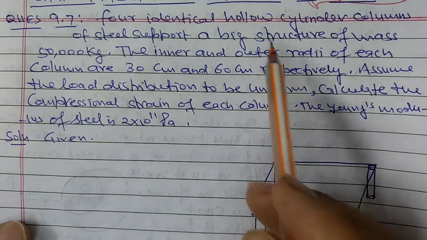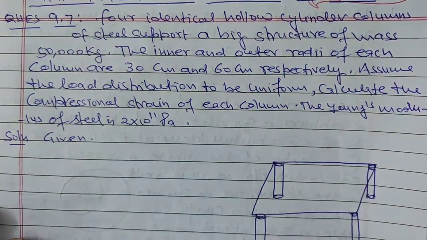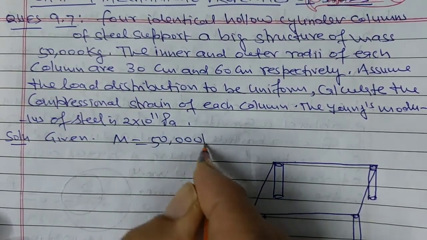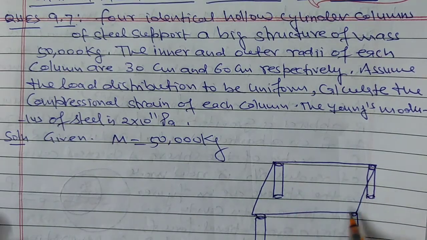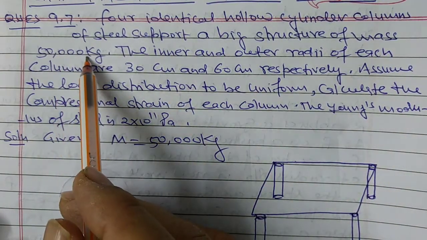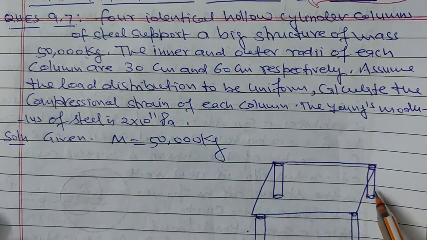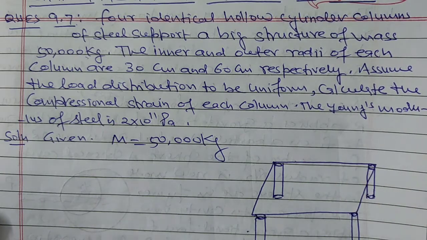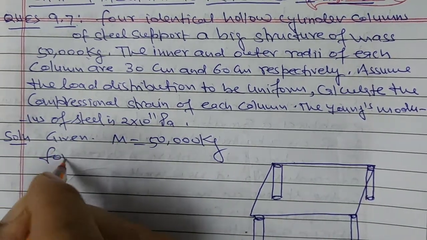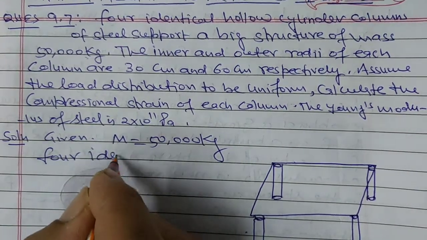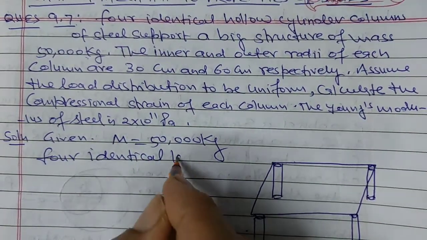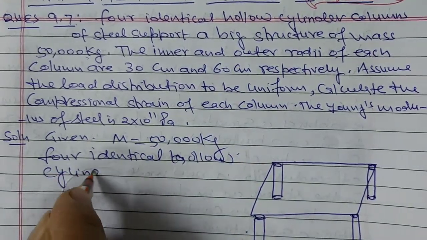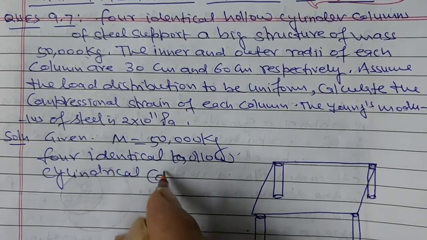Here in this question, a big structure of mass 50,000 kg is given, capital M is equal to 50,000 kg. Four identical hollow cylindrical columns support this big structure. Right? Given four identical hollow cylindrical columns.